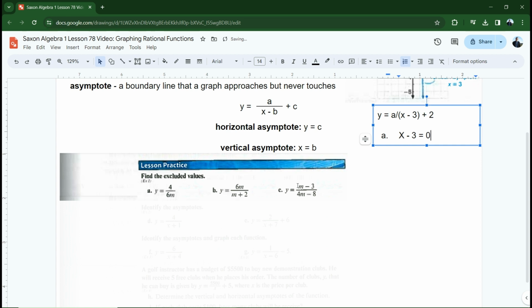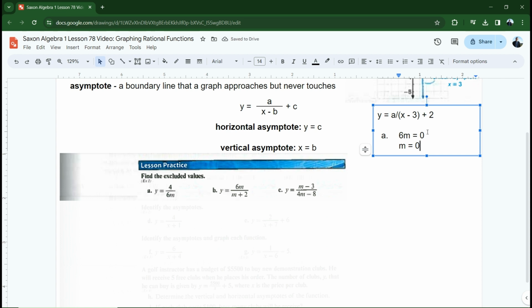I'm sorry, I'm going to go over here to this one. We're doing letter A. It's 6m equals 0. I'm going to divide both sides of this by 6. I get m, because 6m divided by 6 is just m, equals 0. I'm going to have 0 as an excluded value. 0 is going to be one of the values that I can't put into this equation.